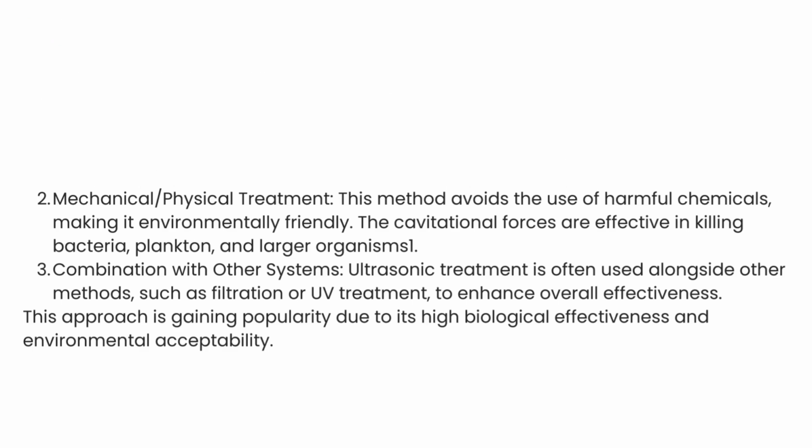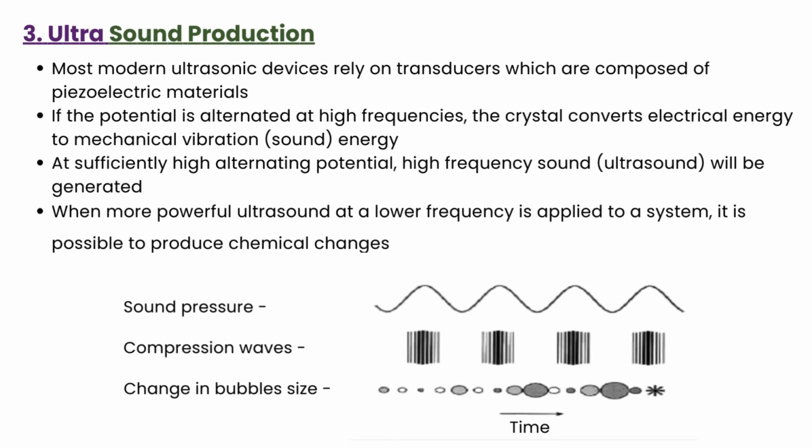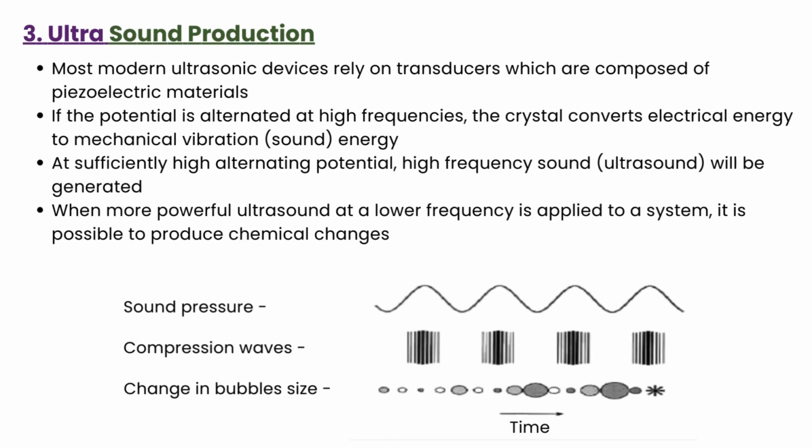Now, what is it? Modern ultrasonic devices rely on transducers which are composed of piezoelectric material. If the potential is altered at a high frequency, the crystal converts the electrical signal to mechanical vibration. At sufficiently high alternating potential, high frequency sounds will be generated. When more powerful ultrasound at a lower frequency is applied to a system, it is possible to produce chemical changes.